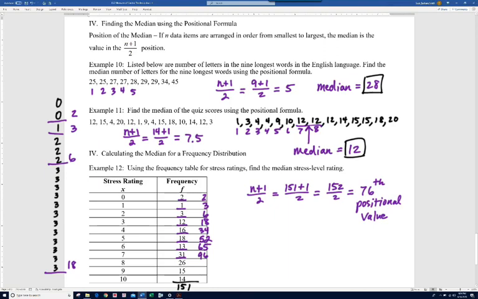So finally we can see that it's going to be a 7. Our median will be a 7 here. All right, and that's the end of this video.